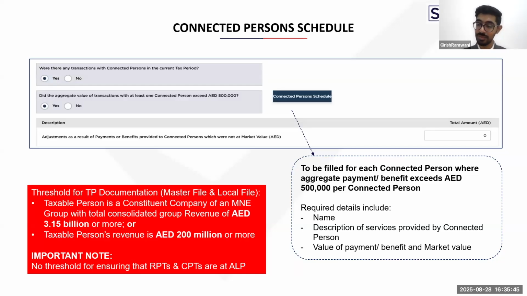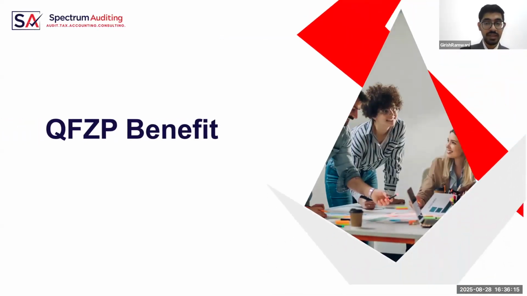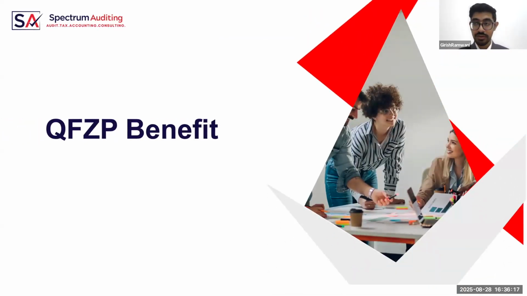Any value of benefits or salary that you would have paid, if it is less than 500,000, also you need to benchmark and ensure that it is on an arm's length basis. There is no threshold for ensuring that the connected person transactions are on an arm's length basis. This revenue threshold is provided only for the disclosure in the tax return. The authorities can always come back and ask you to give the details even if the value has been less than 500,000. So basically, the important schedules have been covered.